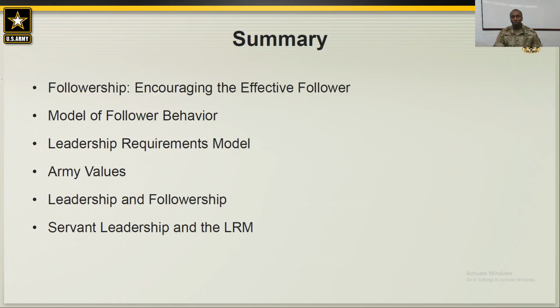Remember the model of the follower's behavior. The 4 ranges that make up the model, which are independent critical thinking and dependent uncritical thinking, active and passive. Also remember the 5 different categories of followers, which are effective followers, alienated followers, sheep, yes people, and survivors.